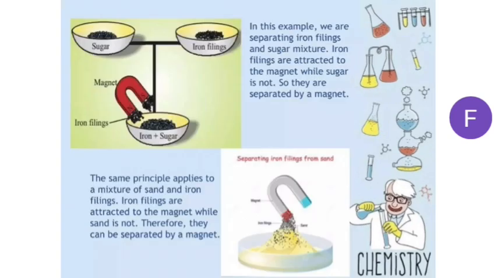A magnet is also used to separate an iron filings and sugar mixture. If we have iron filings and sugar mixture, iron filings are attracted to the magnet, while sugar is not. So they are separated by a magnet. The same goes for an example of sand and iron filings. Iron filings are attracted to the magnet while sand is not.